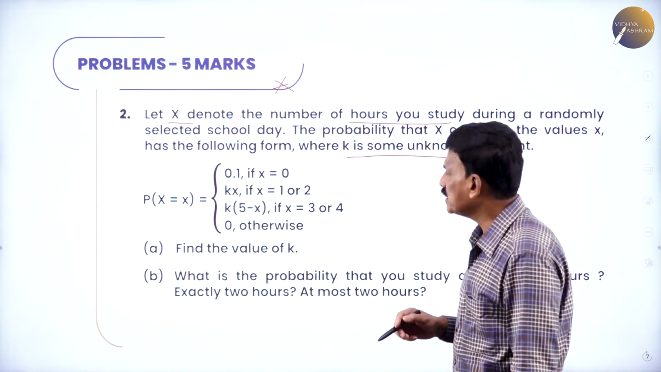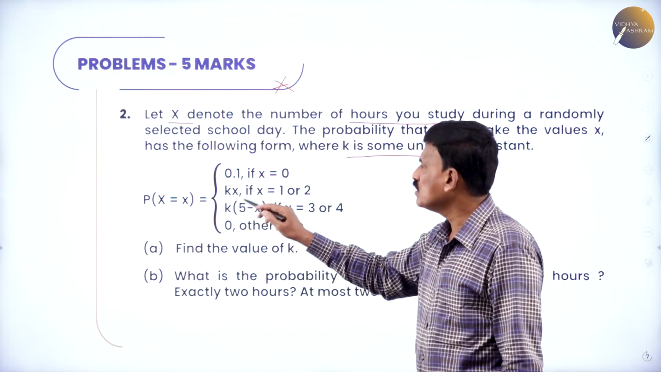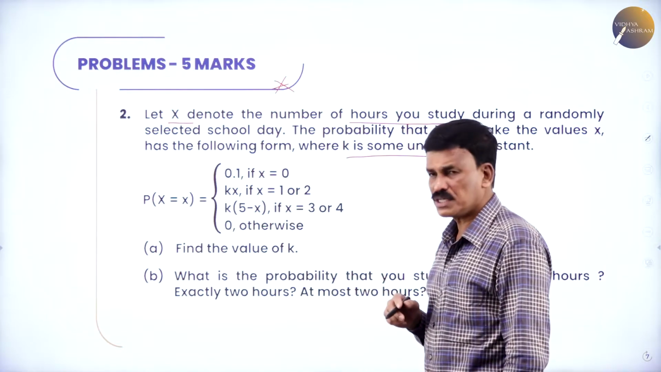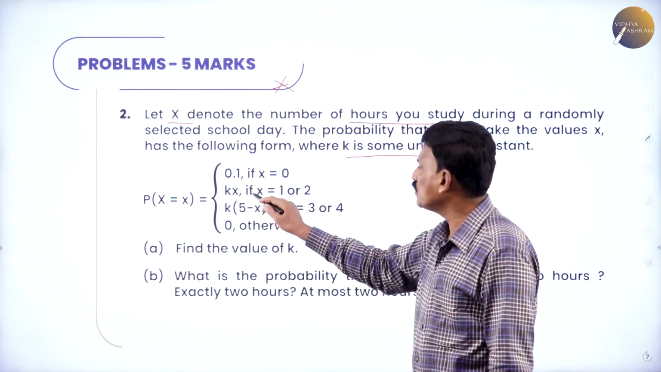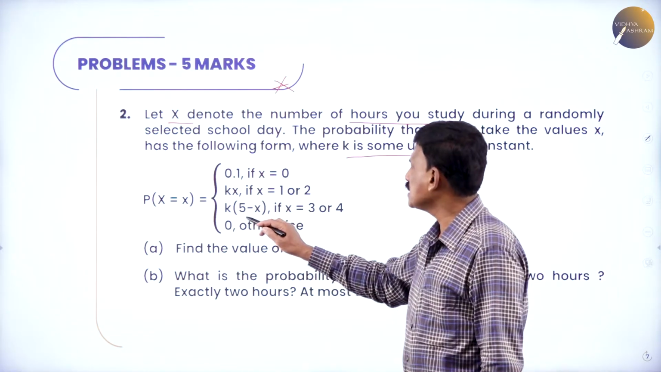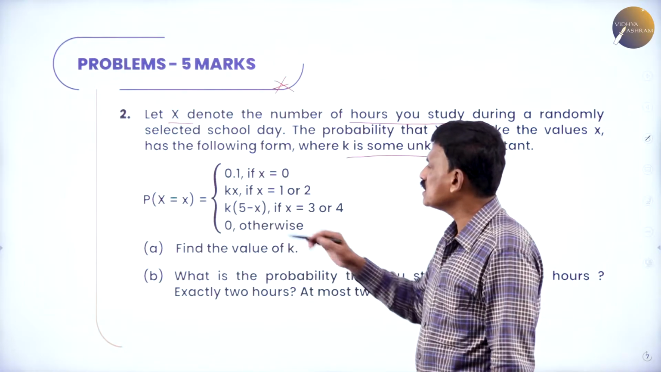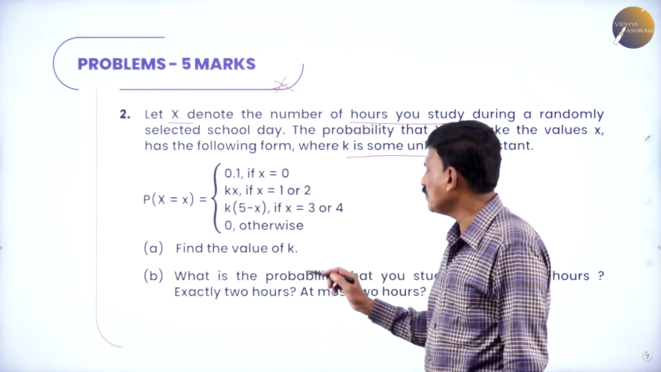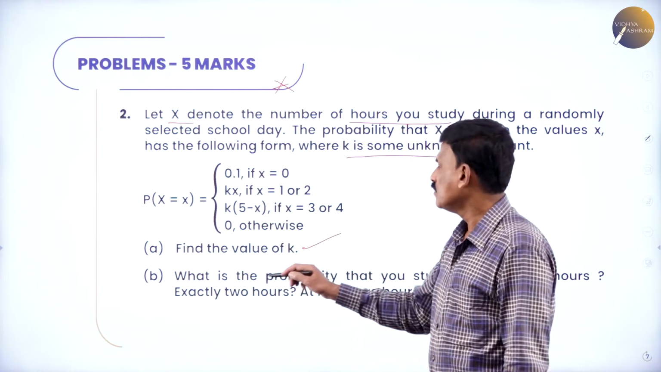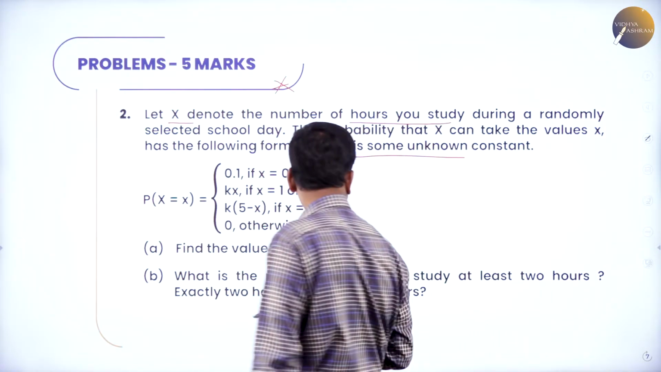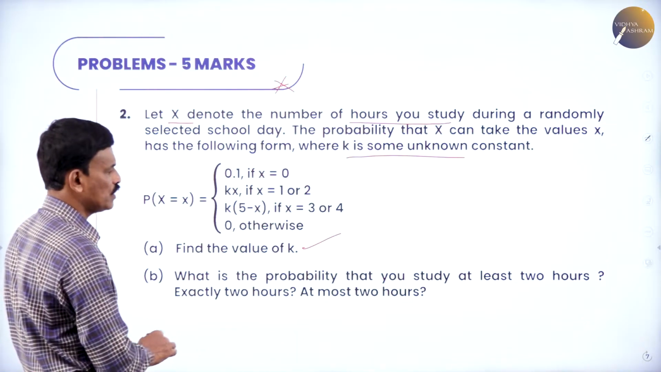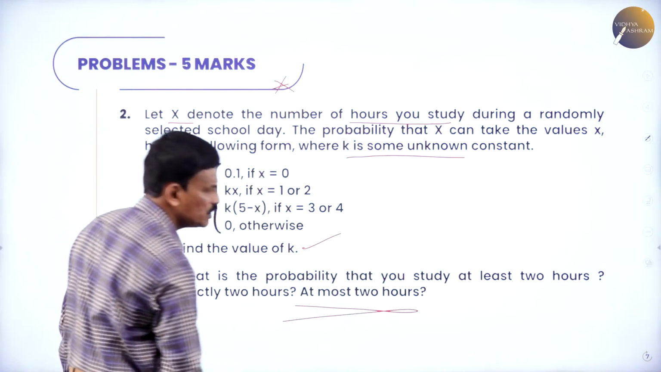What is the condition given? P(x) is equal to 0.1 when x is equal to 0. When x is equal to 1 or 2, P(x) is kx. When x is equal to 3 or 4, P(x) is k times (5 minus x). 0 otherwise. Find the value of k. And what is the probability that you study at least 2 hours, exactly 2 hours, at most 2 hours. This is to be determined.